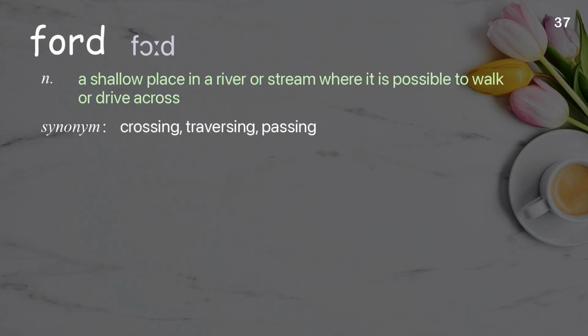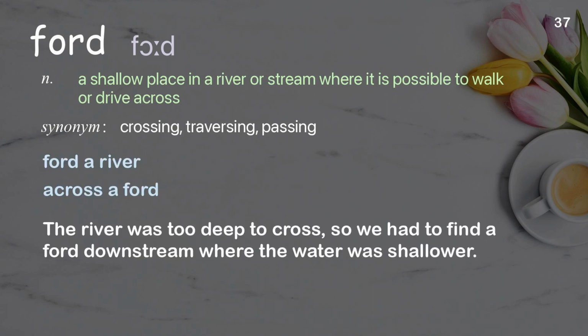Ford: A shallow place in a river or stream where it is possible to walk or drive across. Examples: Ford a river. Across a ford. The river was too deep to cross, so we had to find a ford downstream where the water was shallower.